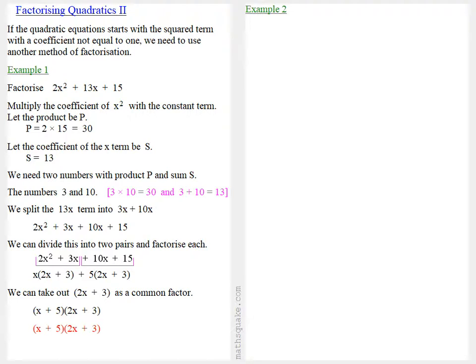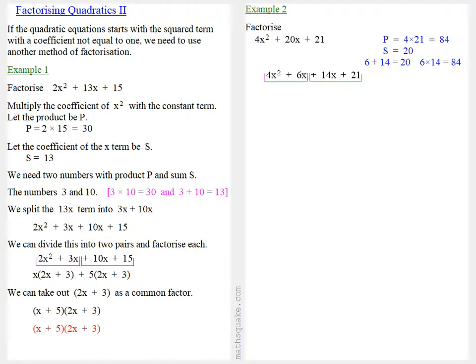Let's look at a second example. Suppose we want to factorise 4x squared plus 20x plus 21. The first thing we need is p. That's the product of the x squared coefficient and the constant term, so it's 4 times 21, or 84. Now s is the coefficient of x, and so s is equal to 20. We want two numbers that multiply to make 84 and add to make 20. They are 6 and 14. 6 plus 14 is 20. 6 times 14 is 84.